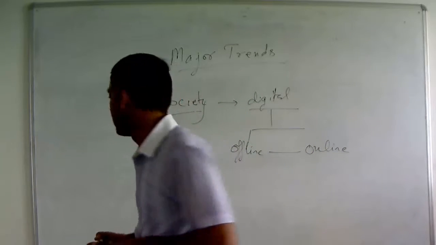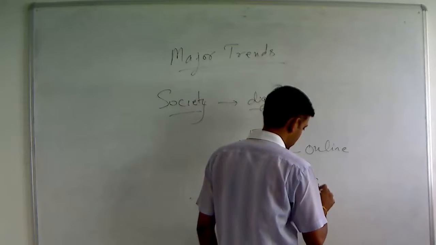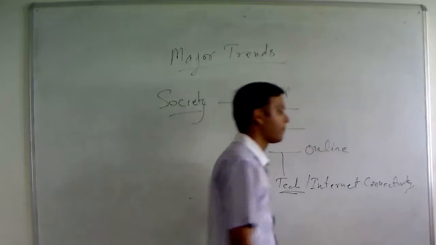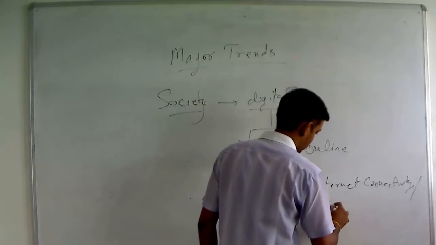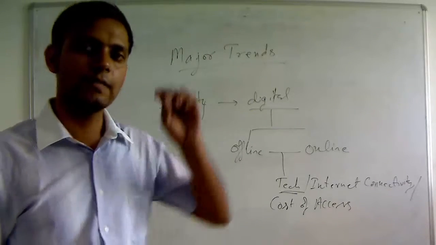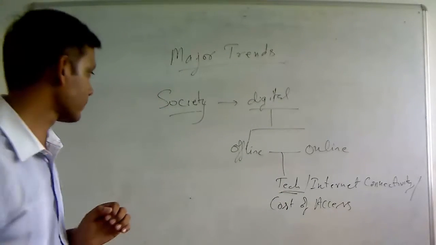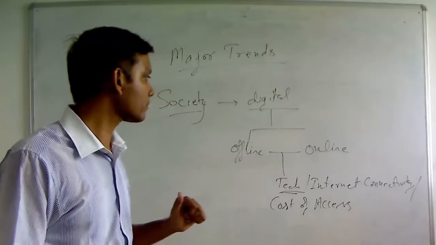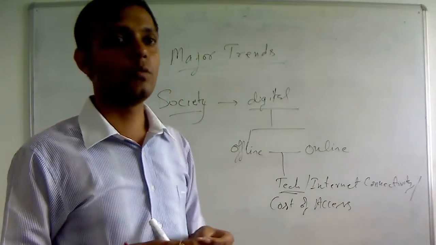The basic drivers are advances in technology, advances in internet connectivity, and advances in the cost of access. Cost of access means the technology which enables the end user to access the internet has become cheaper. That technology or network facility is becoming cheaper. The connectivity is much wider, with much more bandwidth, and much easier to access.